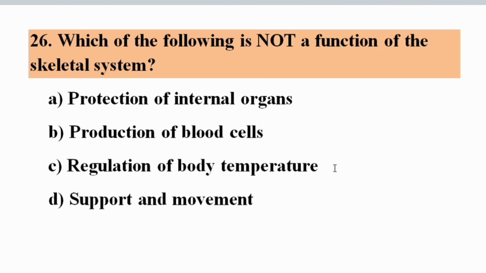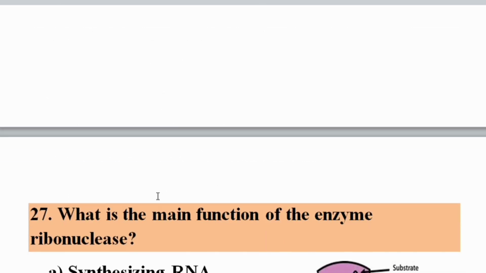Which of the following is not a function of the skeletal system? The right option is Charlie, regulation of body temperature is not a function of the skeletal system, whereas protection of internal organs, production of blood cells, and support and movement are the functions of the skeletal system.